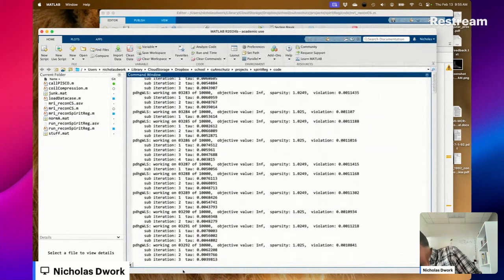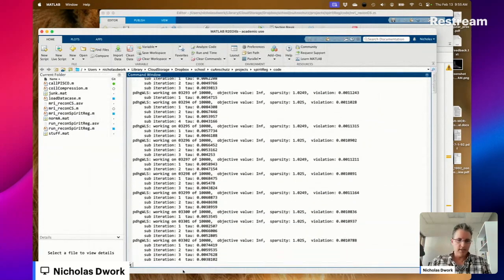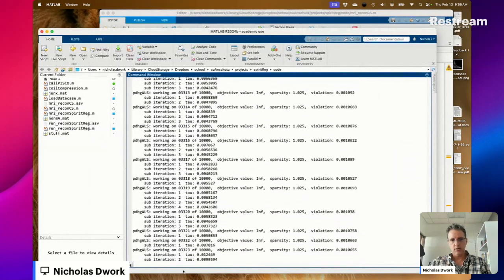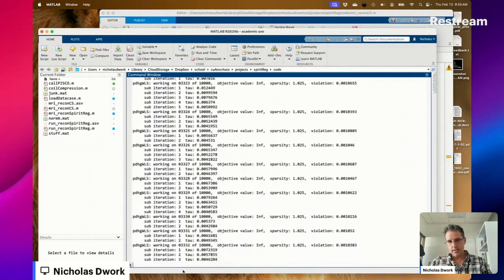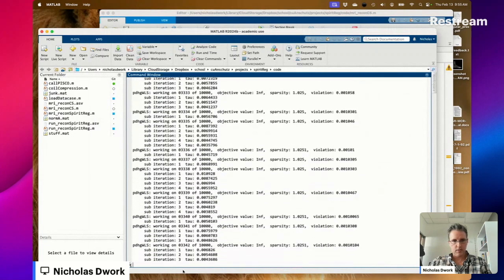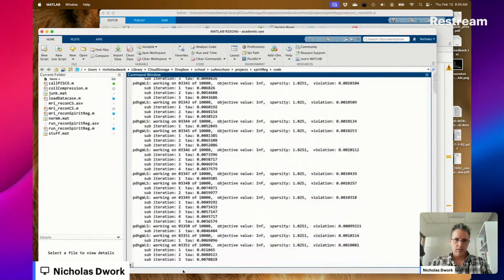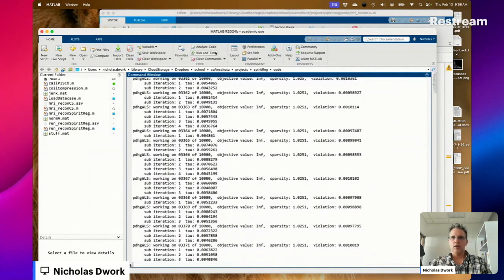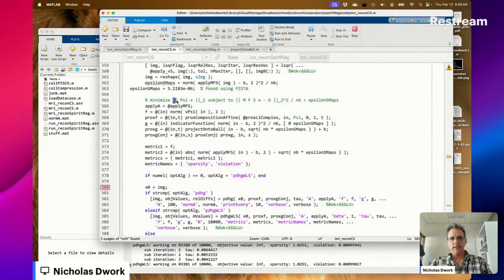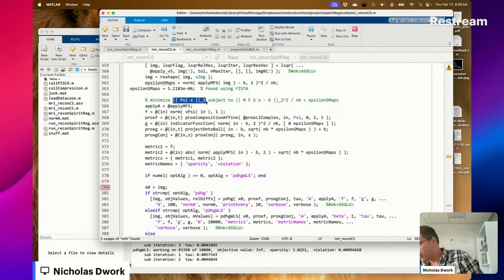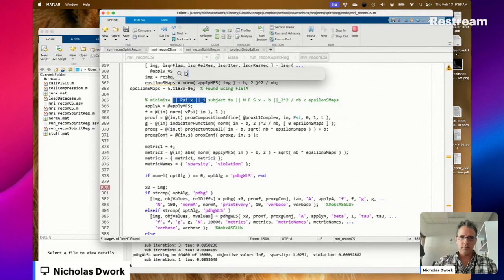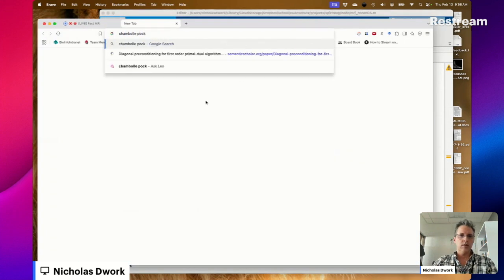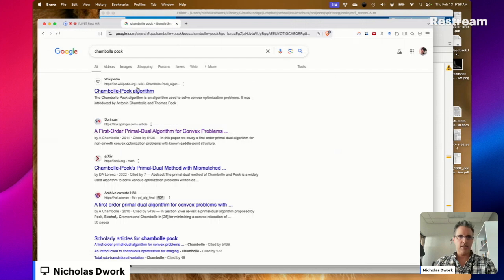Okay. PDHG with line search is slow, and that's a bummer. Is this a Lipschitz function? There's something about PDHG and Lipschitz.